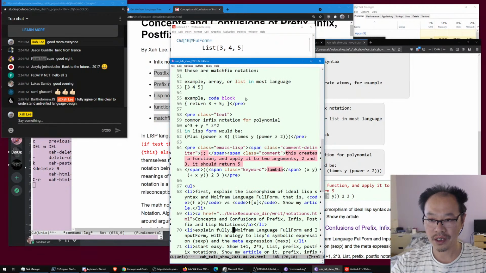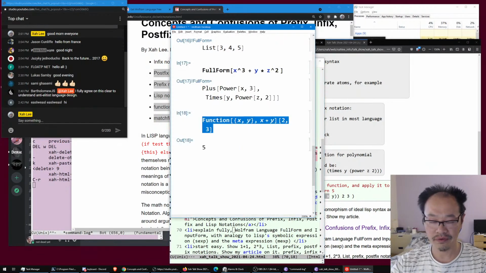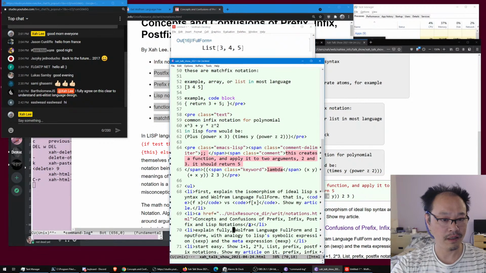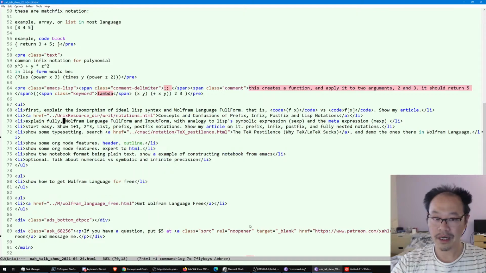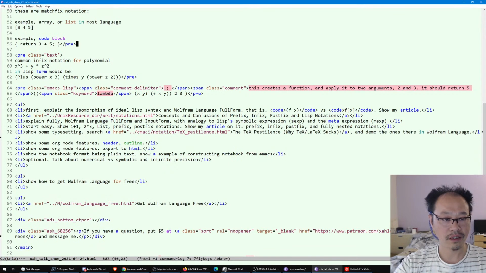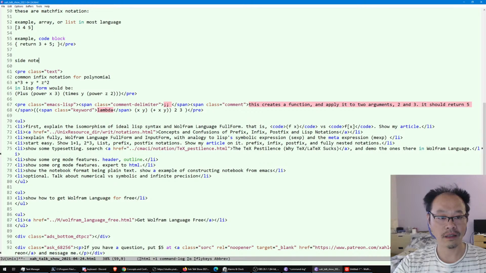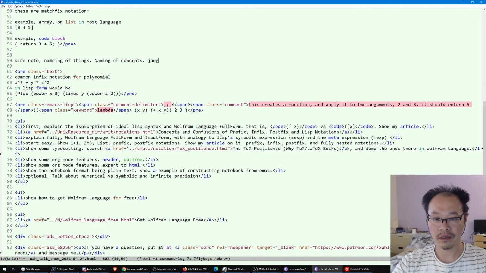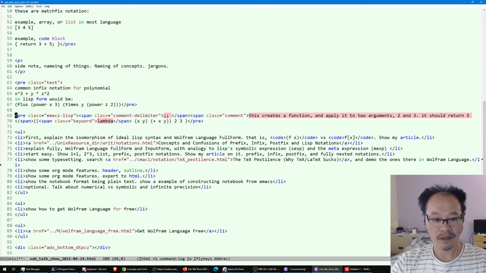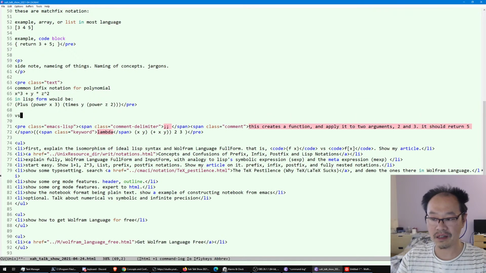Let me write this down quickly so we have a record of what we've talked about. Okay, so naming of things. Side note: naming of things, naming of concepts and jargons. This is interesting because you will see this is a common issue in computer science and programming languages.